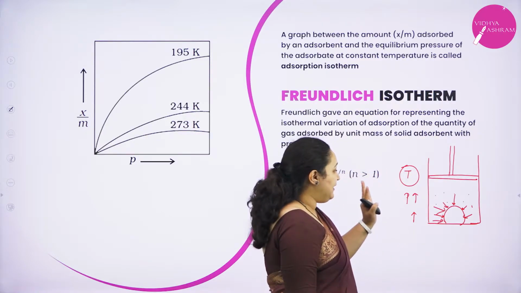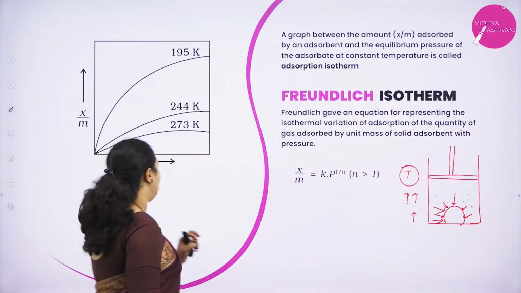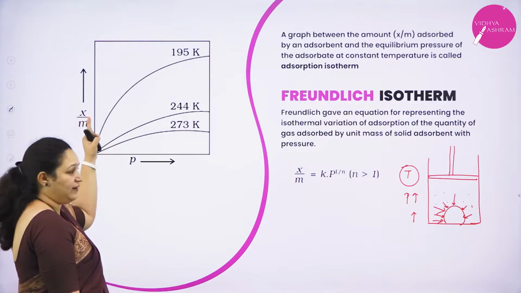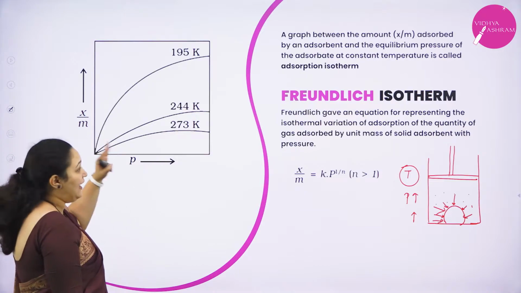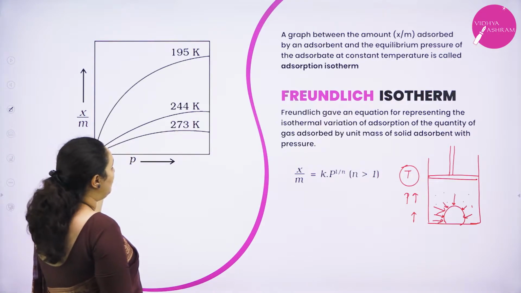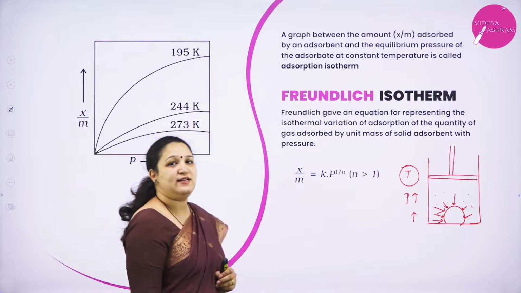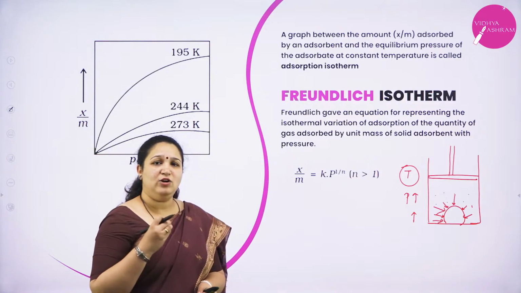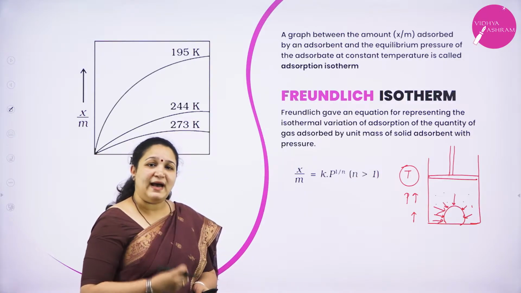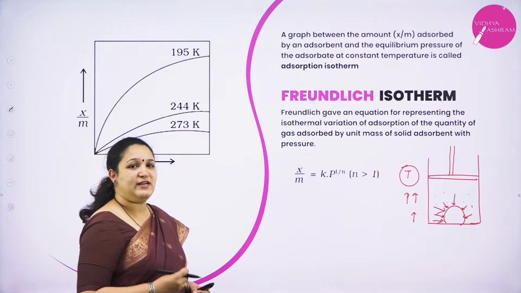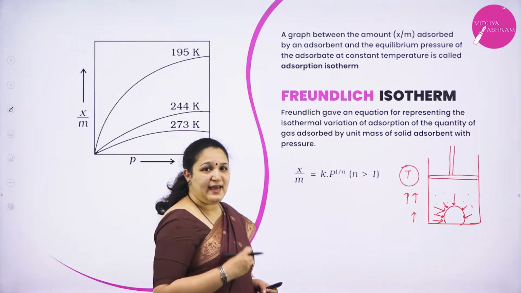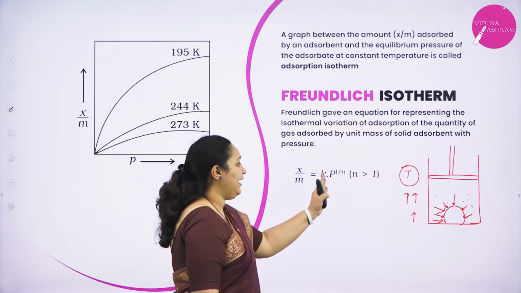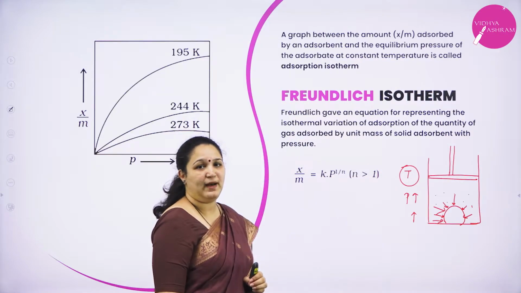Now if we are taking the extent of adsorption, I'll explain what is x by m. If I am taking extent of adsorption and pressure, and if I am plotting a graph, I am going to get the curve, and this is called the adsorption isotherm curve. Now Freundlich in 1909 also gave a mathematical expression for adsorption isotherm, and that expression goes like this: x by m is equal to k into p to the power 1 by n.